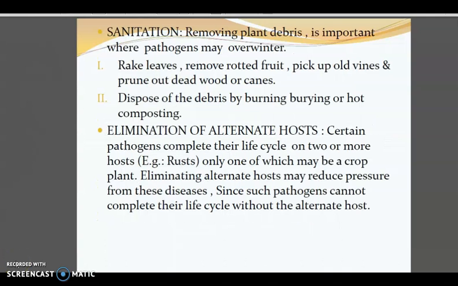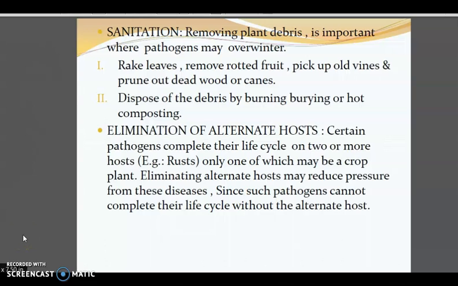The next method in eradication is sanitation. Removing plant debris is a very important practice to avoid pathogen invasion, and you have to dispose of this debris by burning, burying or hot composting.